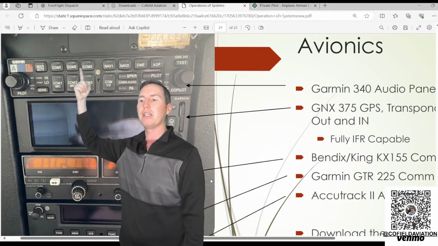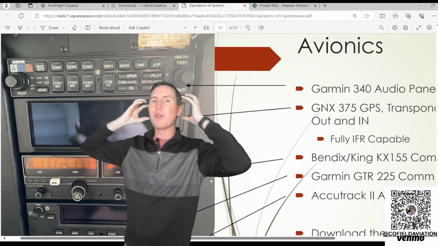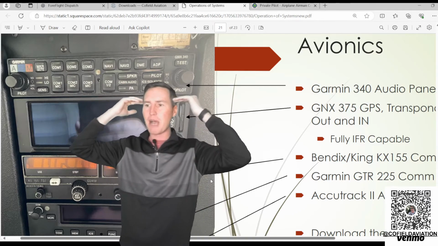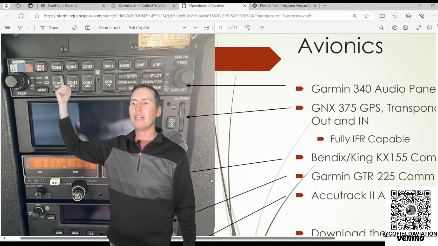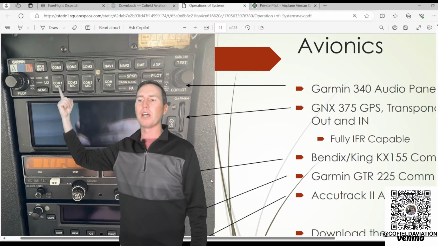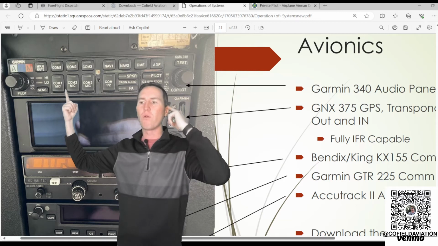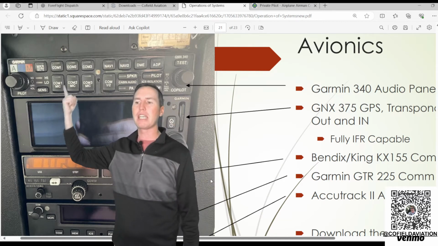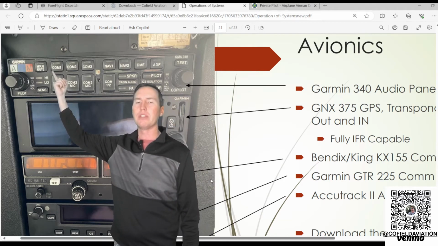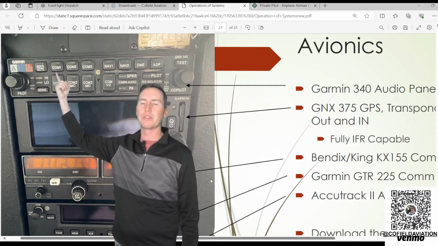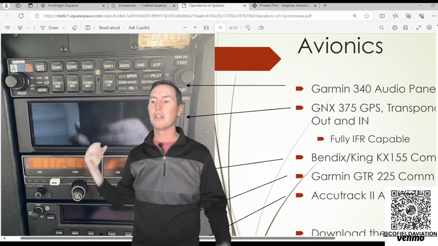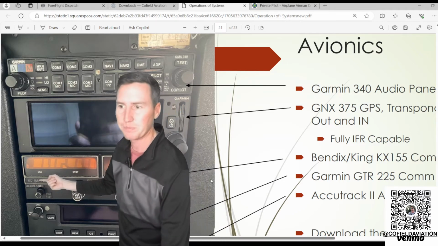So think about this button up here. This little small button is your headset. So if we want to hear up here at top of our head, if we want to hear the headset, we're going to push this button. Well, guess what? If we talk on it, it'll force us to listen. So if we push the mic, it'll also change the headset to listen to. So we've got to be able to listen to the frequency that we're talking on, okay?